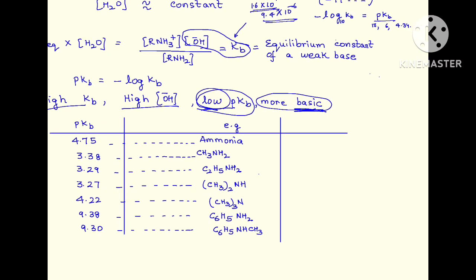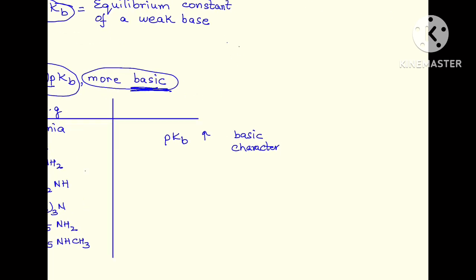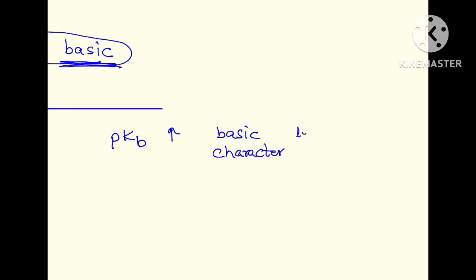So pKb is more, basic character is less. More pKb, less basic character. Okay, or just draw an arrow down. pKb increases, basic character decreases.